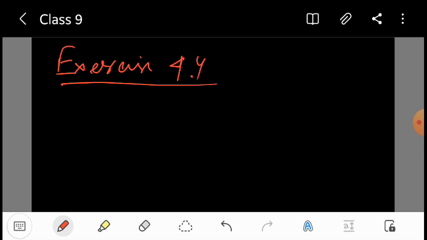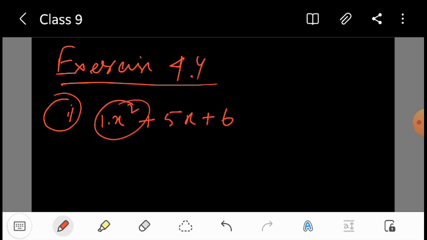So here the question number 1 is this. We need to make it as a middle term factor. Middle term factor means the product of the coefficients. The x square coefficient is definitely 1 here, so the product of the coefficient of this and this should be multiplied, and this is 6.